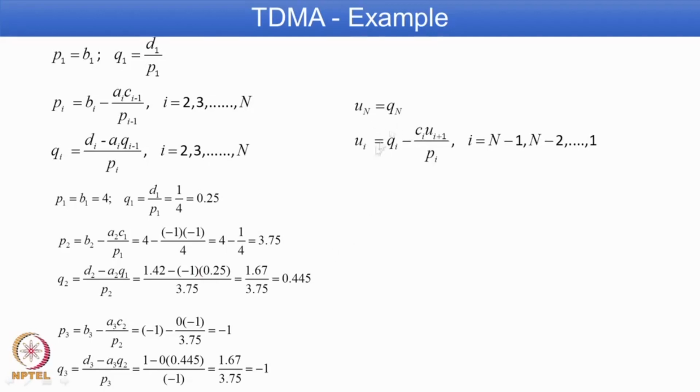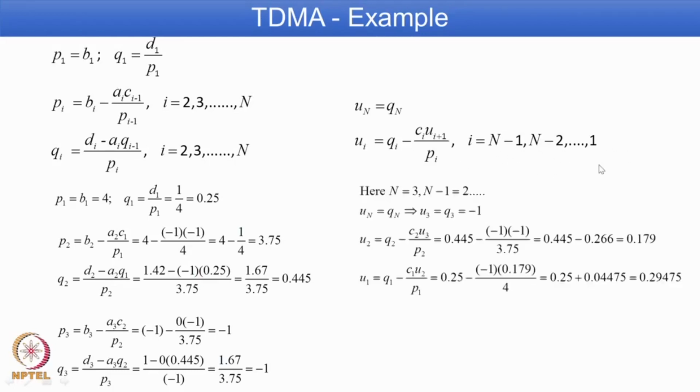U_n is equal to Q_n, and U_i is equal to Q_i minus C_i U_(i+1) divided by P_i, and it is the backward substitution. So, i is going from n minus 1 all the way to 1. We substitute n equal to 3, that is the last row, and then n minus 1 equal to 2. So, we get U_n equal to Q_n, which is otherwise U3 equal to Q3 equal to minus 1, and we calculate the remaining U2 and U1 using this relationship and substituting appropriate values, and the values are shown here. So, it is so easy in TDMA.